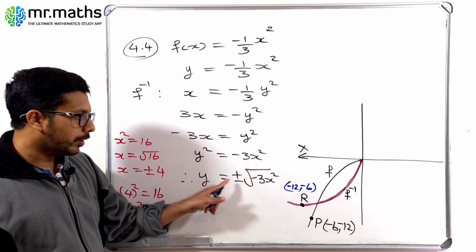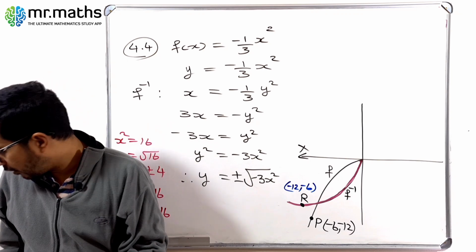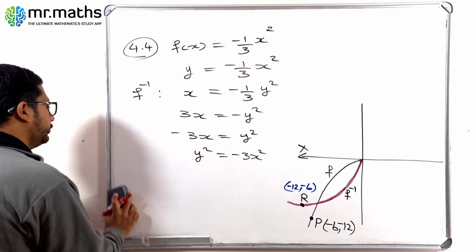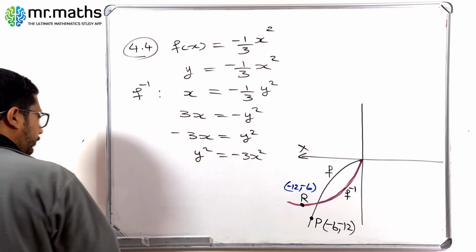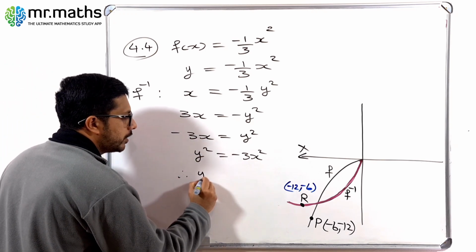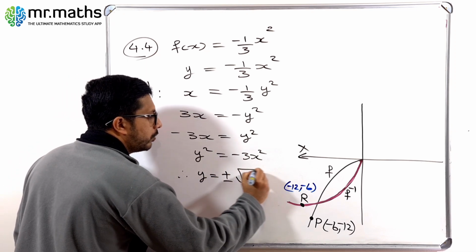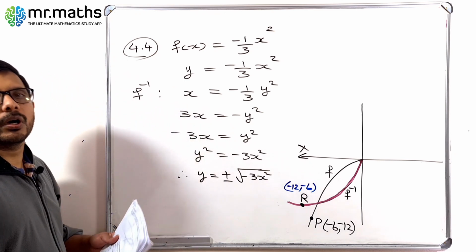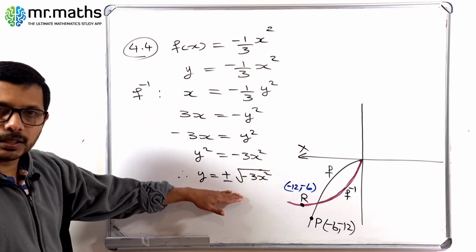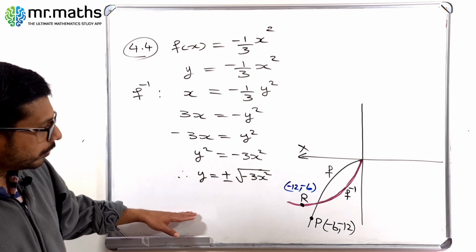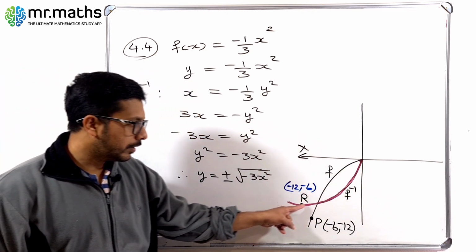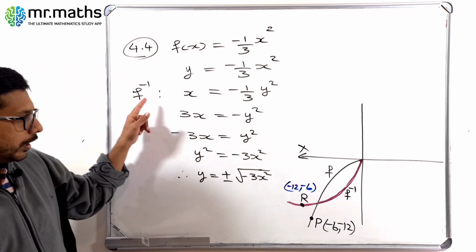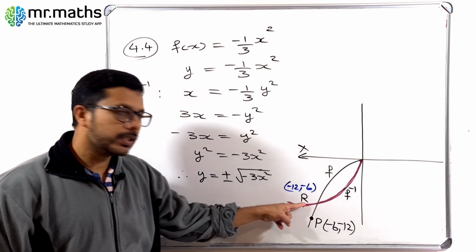So what is y? Plus or minus, let me write it once more. Therefore y is equal to plus or minus root of minus 3x square. Now here you have to be very careful. You can't leave the answer like this. You have to write the final answer. Now look at our question. This is f inverse. Am I right? What is our question? You have to find the equation of f inverse. So here look at this one. This red one is f inverse.